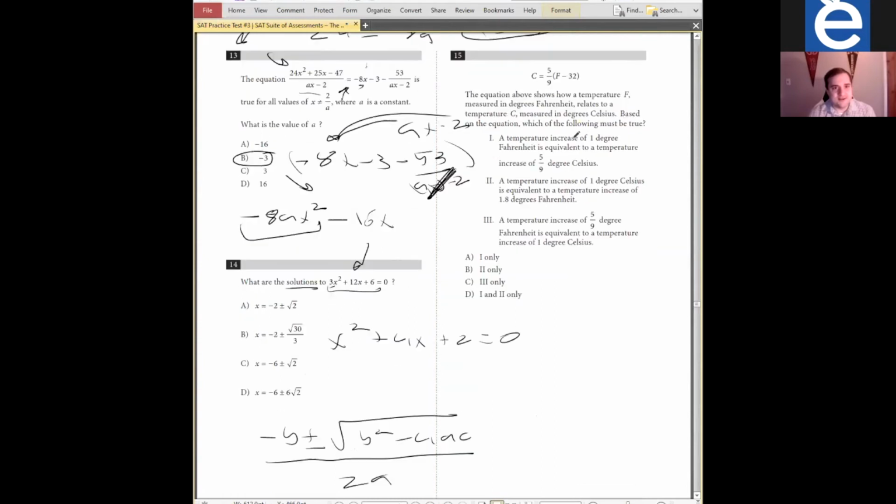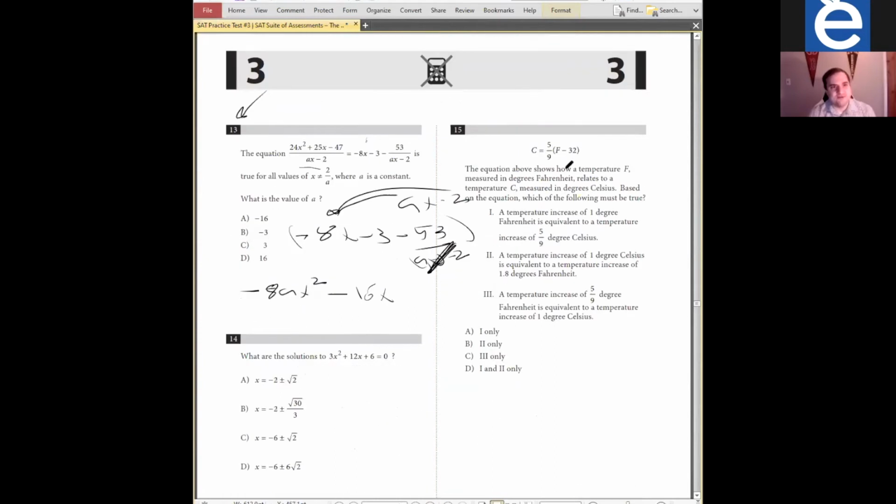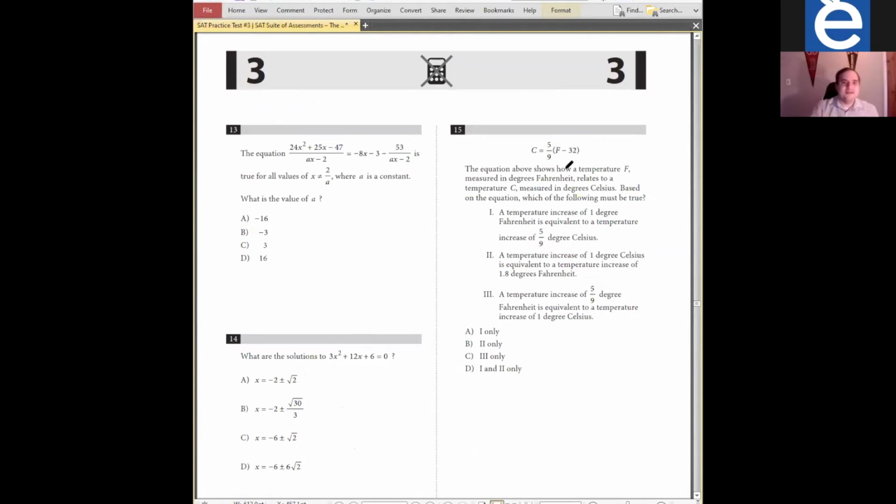All right, so let's take a look at this. This is an example of one of those ones where it's just how do you read the line, right? So how do you conceptualize this thing? In the equation above, it shows how a temperature F measured in degrees Fahrenheit relates to a temperature C in degrees Celsius. Based on the equation, which of the following must be true, right?